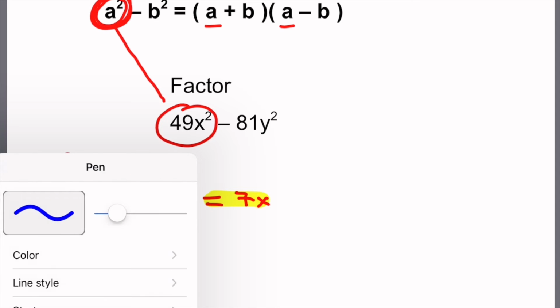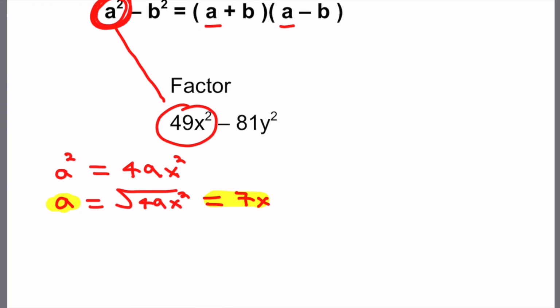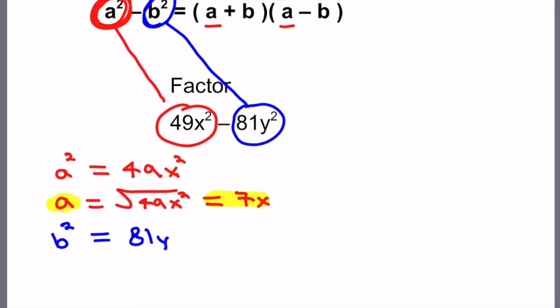Let's do the second part in blue. Our second term is b squared. We're going to ignore that negative in the middle. We just need to have that negative there to make sure that this is a difference of squares, but we're going to ignore it. We're just going to look at the 81y squared. So these terms are essentially equal. That means b squared is equal to 81y squared.